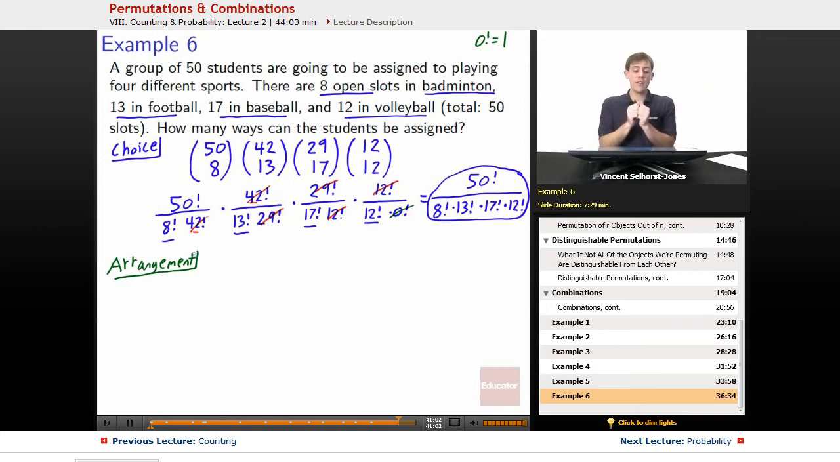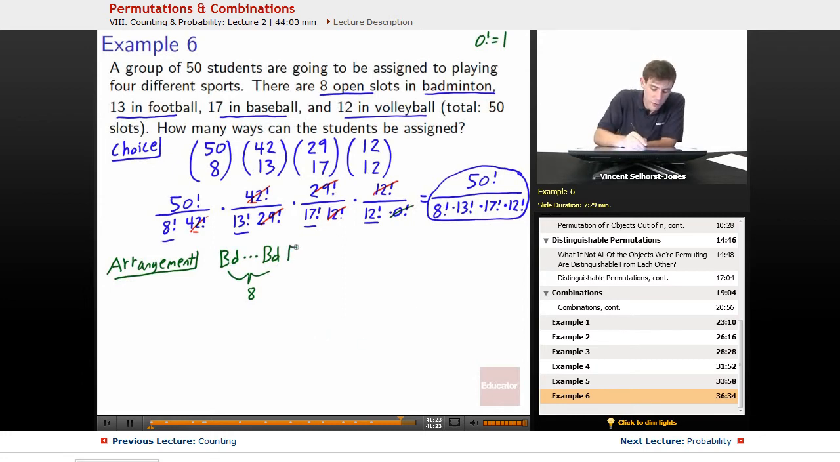Next, we think of badminton, football, baseball, volleyball as cards. So there is a badminton card, and we have a total of 8 badminton cards. And let's make that a BD, because it's kind of hard to tell the difference between badminton and baseball if they both have that. So BD, BD are badminton cards.